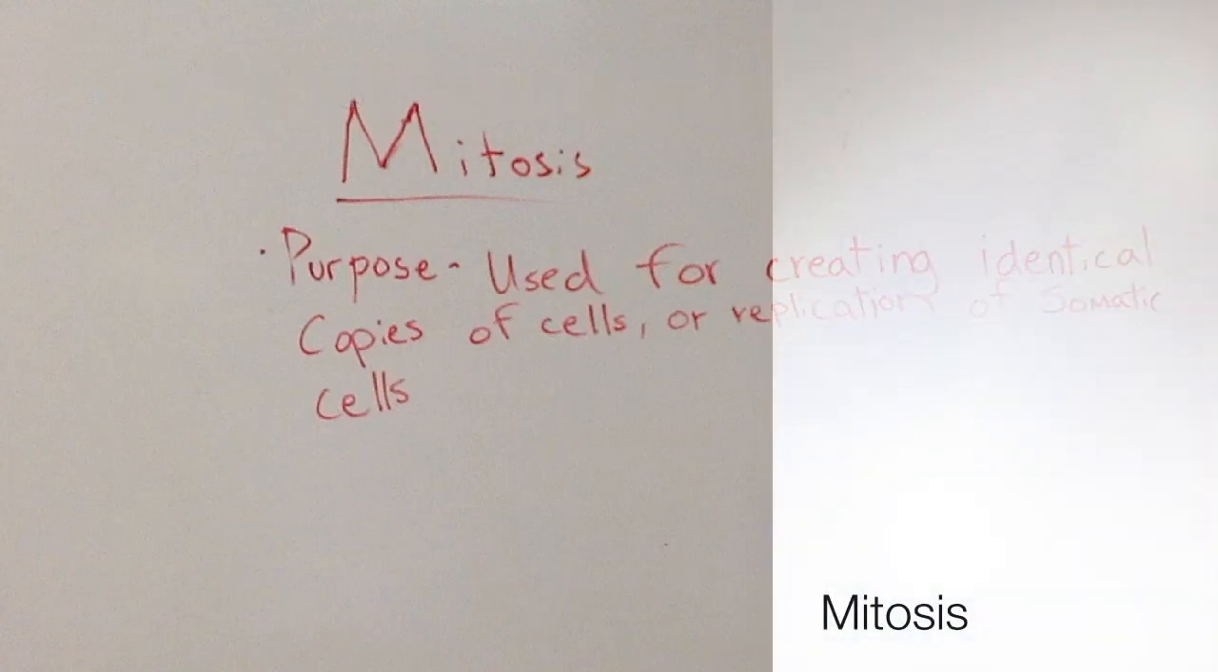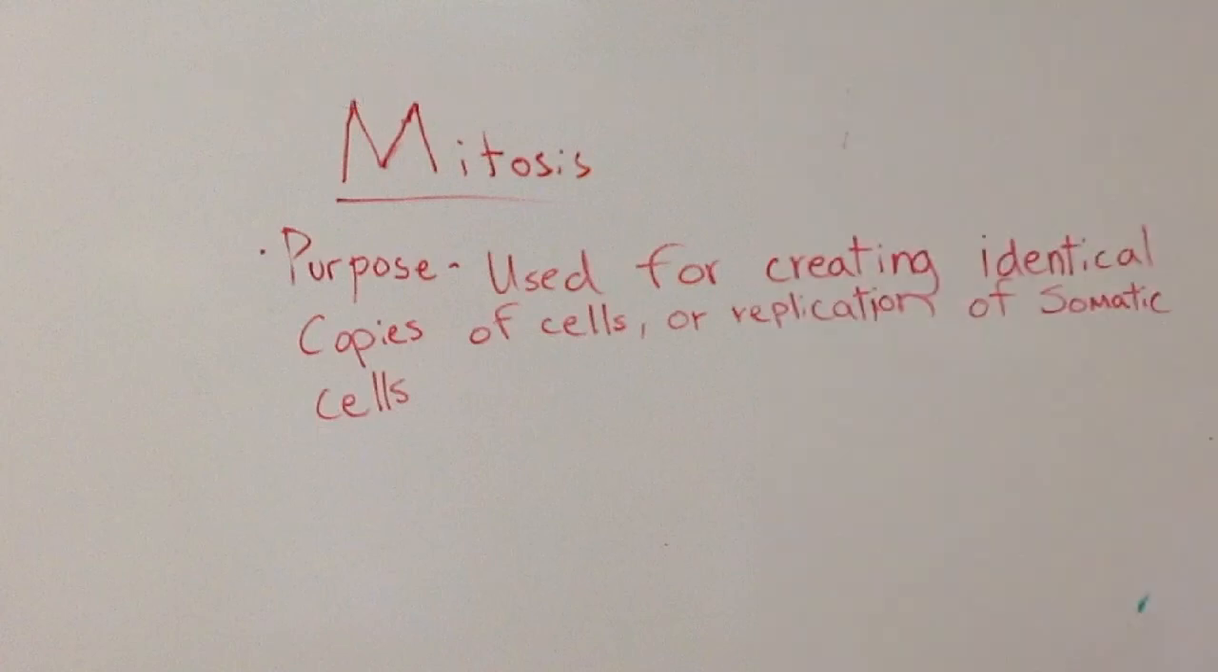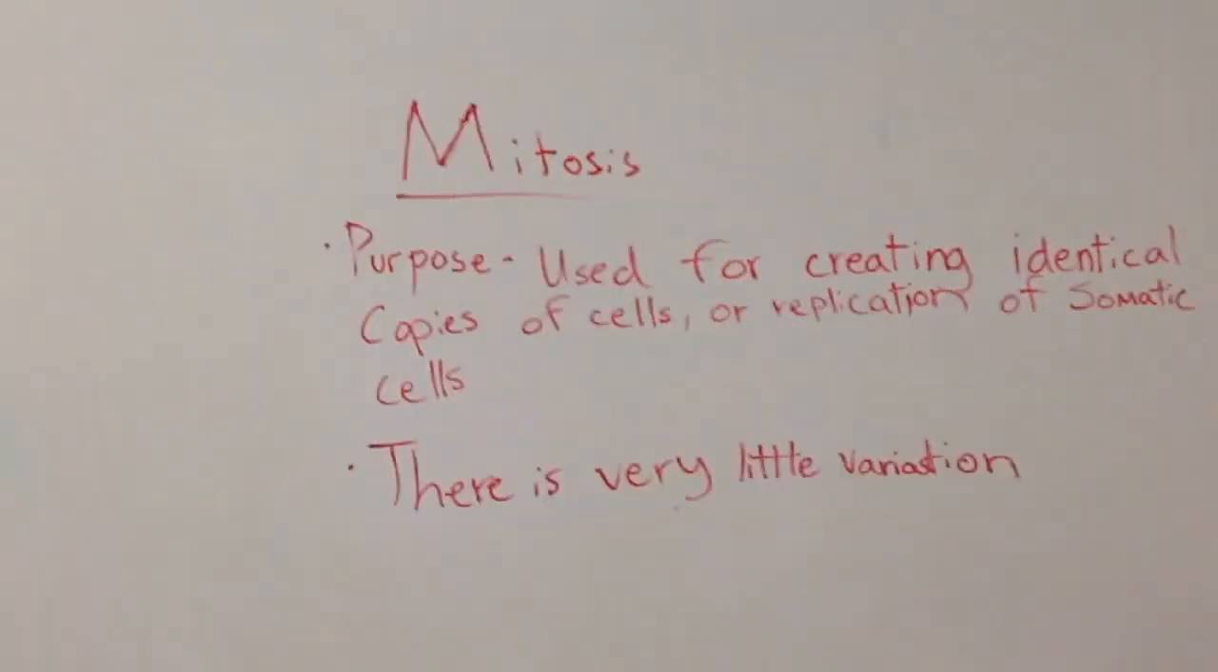Mitosis. Mitosis is used for creating identical copies of cells for uses such as repairing the body and is only used for replicating somatic cells. There is no variation in mitosis unless there is a random mutation that occurs in the replication of the DNA.